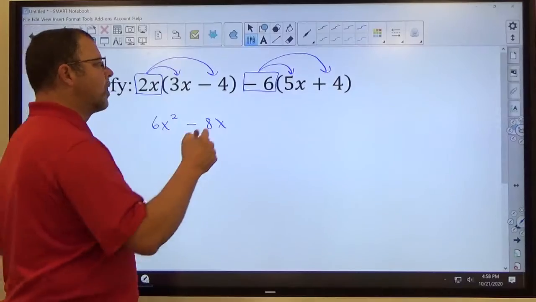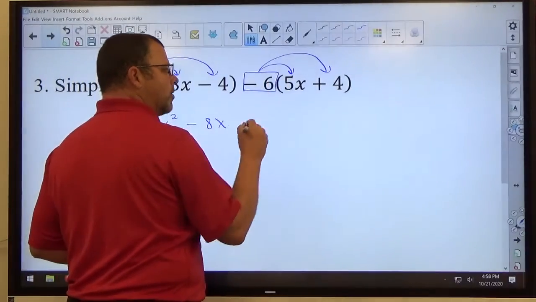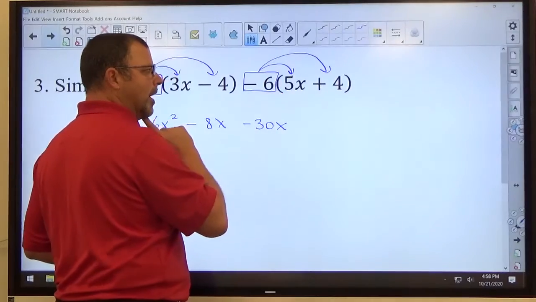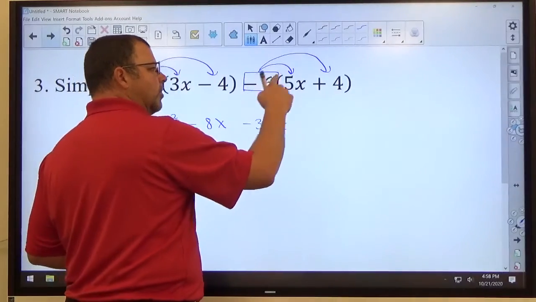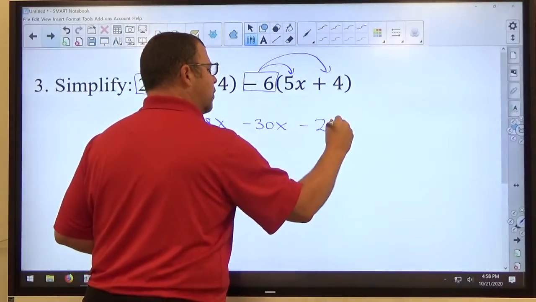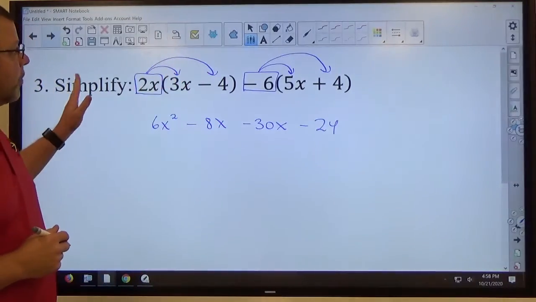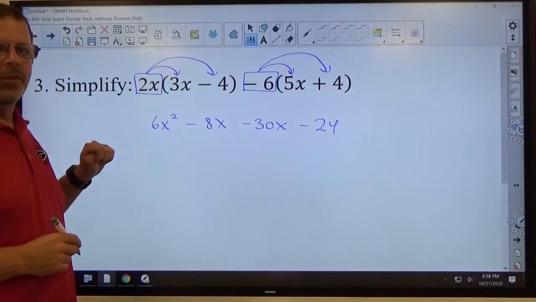That one's done. Negative 6 times positive 5x is negative 30x. The signs are different. That's why I multiply and get a negative. And negative 6 times positive 4 makes negative 24. Once again, different signs creates a negative product. Once again, the distributive property happens, the parentheses disappear.